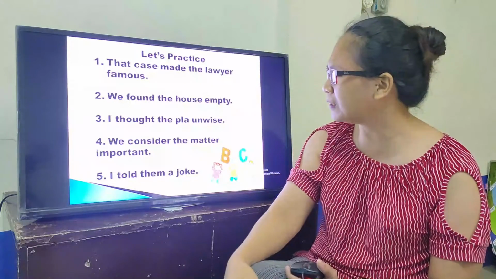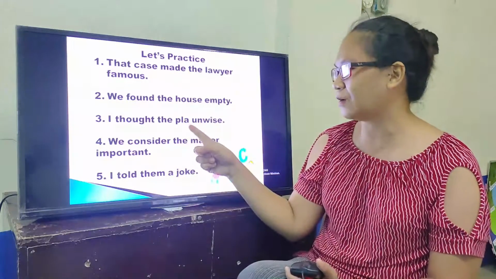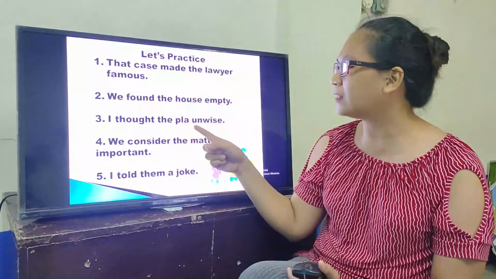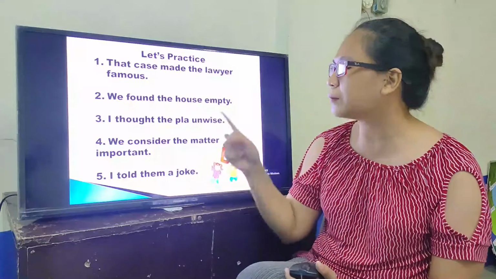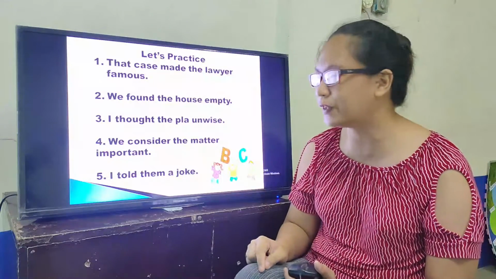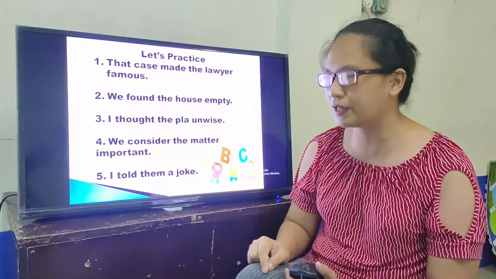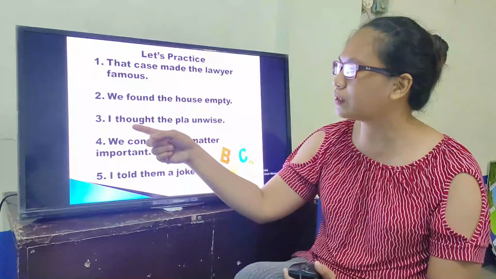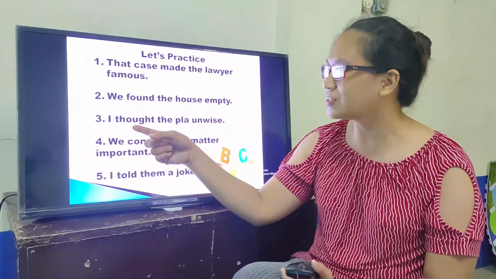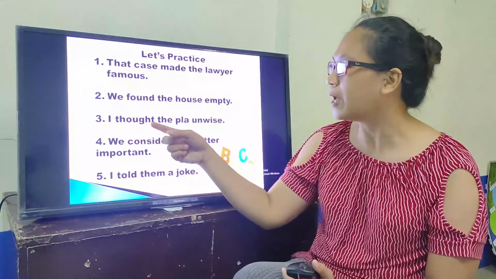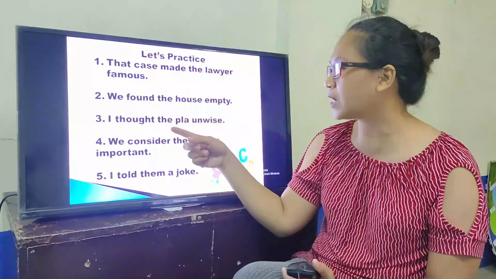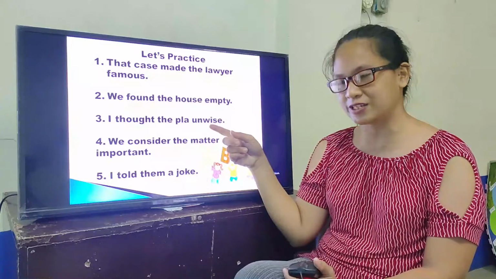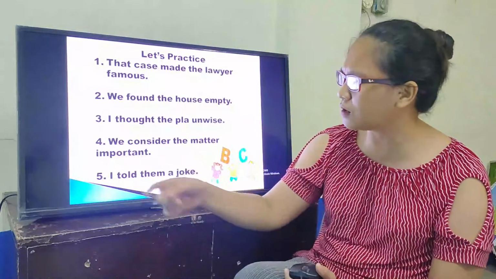I thought the plan unwise. Sorry for that, it should be plan. So what do you think is the subject? Okay, good. The word I. And what about the word thought? Okay, it's the verb. Good job. The plan is the direct object and unwise is an object complement and this is an adjective again. Okay, what about this one?